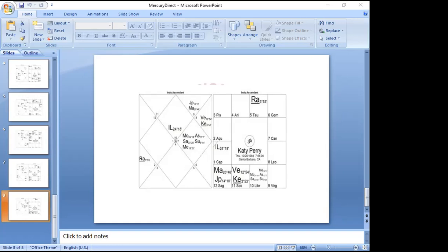This is the way you can look at the wealth potentials of a native by treating the Hindu Lagna as a special ascendant.